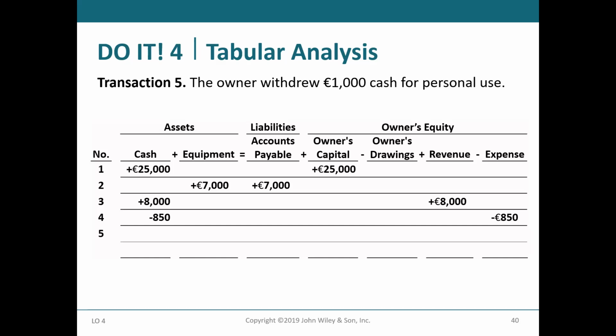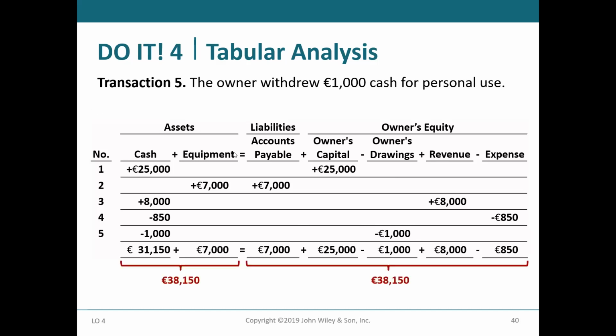Our cash decreased by 1,000 and drawing will also increase by 1,000. But when owner's drawing increases, what happens? Owner equity decreases, so we have a minus sign in front. Now we're going to total all of them. We sum all of the columns, and so we will get total assets of 28,150, and total liability and owner equity will be 28,150. So at the end of the month, how much cash does the company still have left?